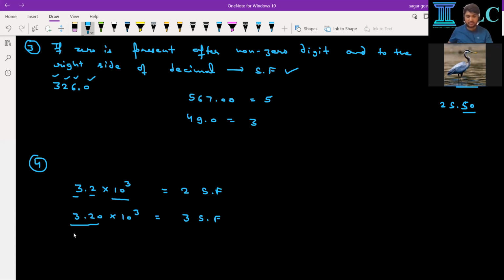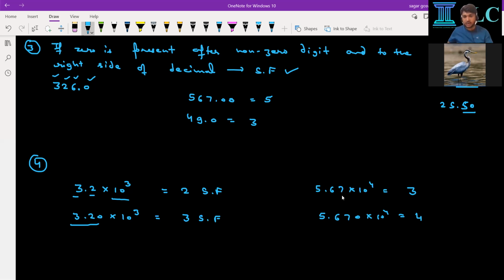Suppose I'm writing 5.67 into 10 raised to power 4. How many significant figures does it have? Three. But if I'm writing 5.670 into 10 raised to power 4, it will become four significant figures.